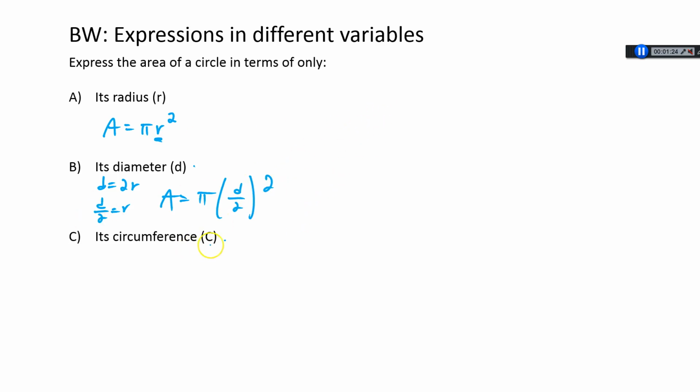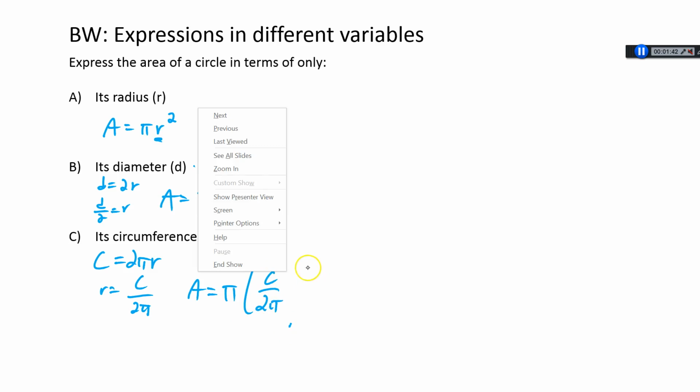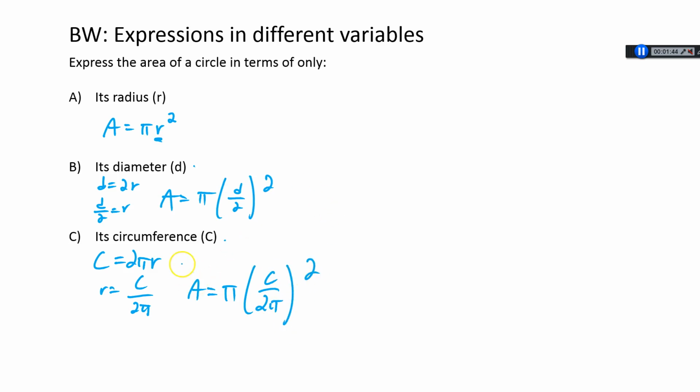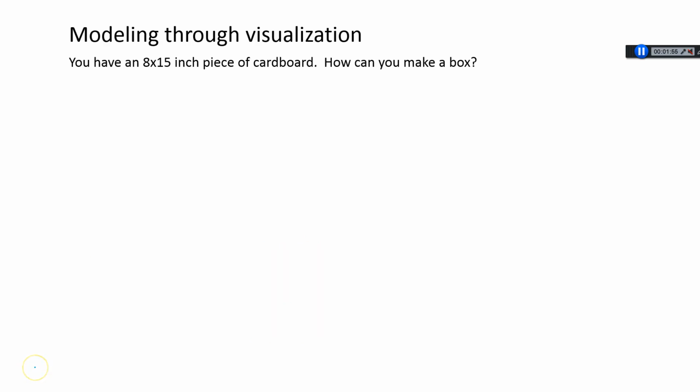Okay? Now if we know the circumference, remember the circumference of a circle is 2 pi r, or pi times diameter, either way. If I solve this for r, it's c over 2 pi. I'm just going to put that in here again. So the area will be pi times c over 2 pi squared. And you can just leave it like that, right? You could square the c, square the 2 pi, and have one of the pi's cancel out, but I would just leave it like that. So if you know the circumference, that'll give you the area of the circle. Kind of cool.